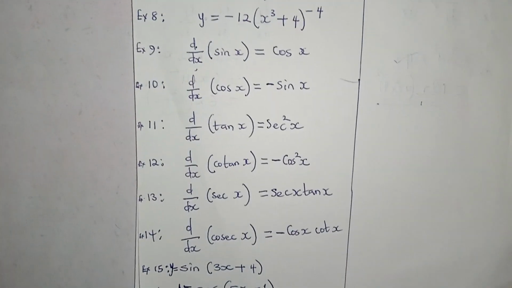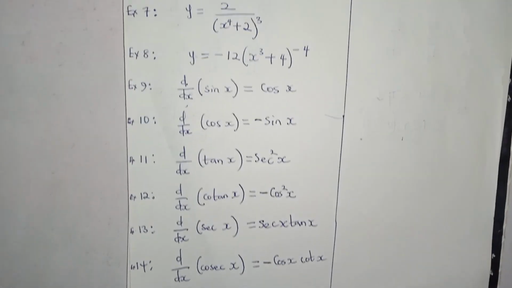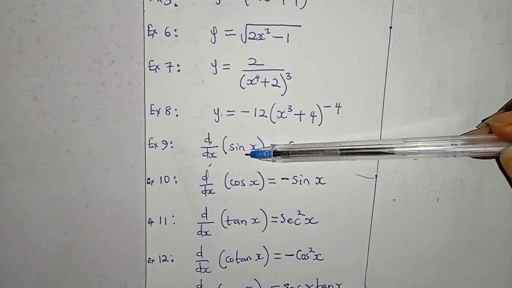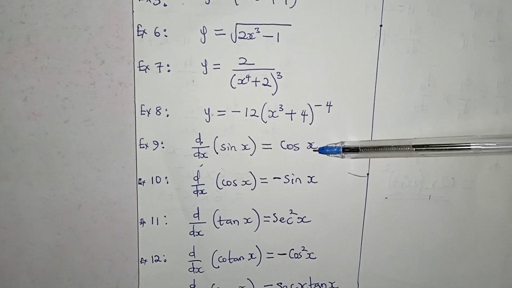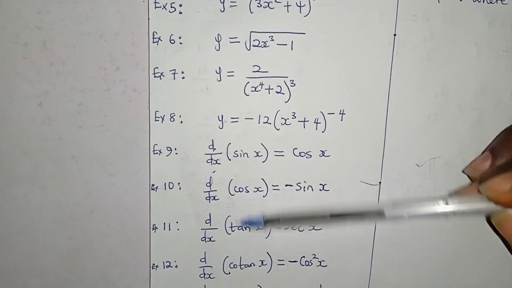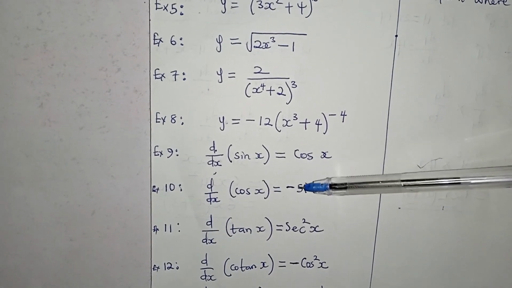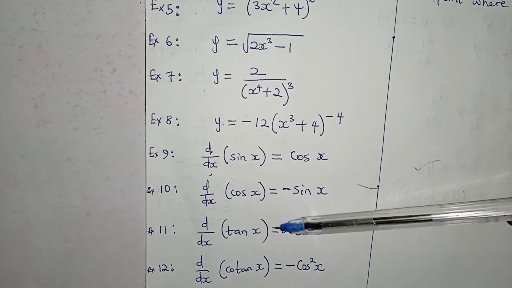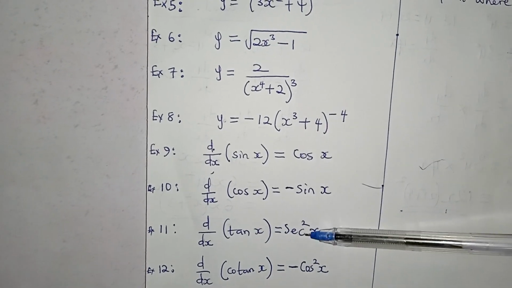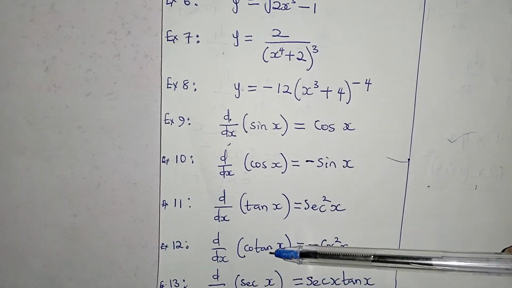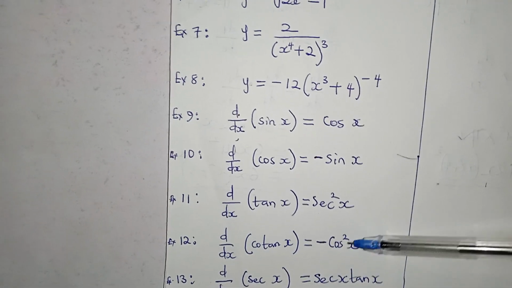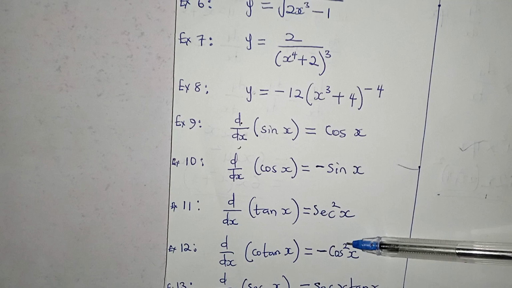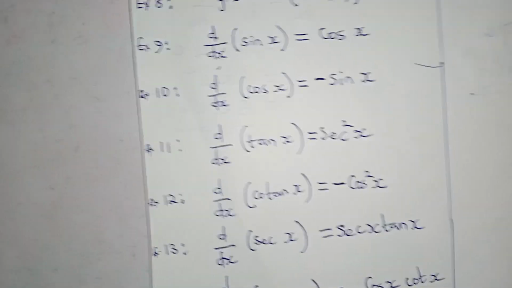Before we start, I need you to know that the derivative of sin x is cos x. But anytime you see "co" in a function, know that it will give you a minus sign before the answer. So the derivative of cos x is minus sin x. The derivative of tan x is sec squared x. The derivative of cot x is minus cosec squared x.